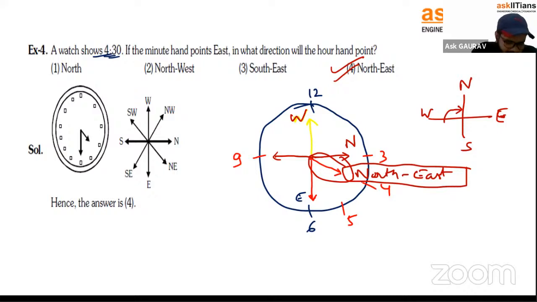Yes, guys, is that clear? Any doubt? Anyone having any doubt? Should we move forward? Tell me. Okay.